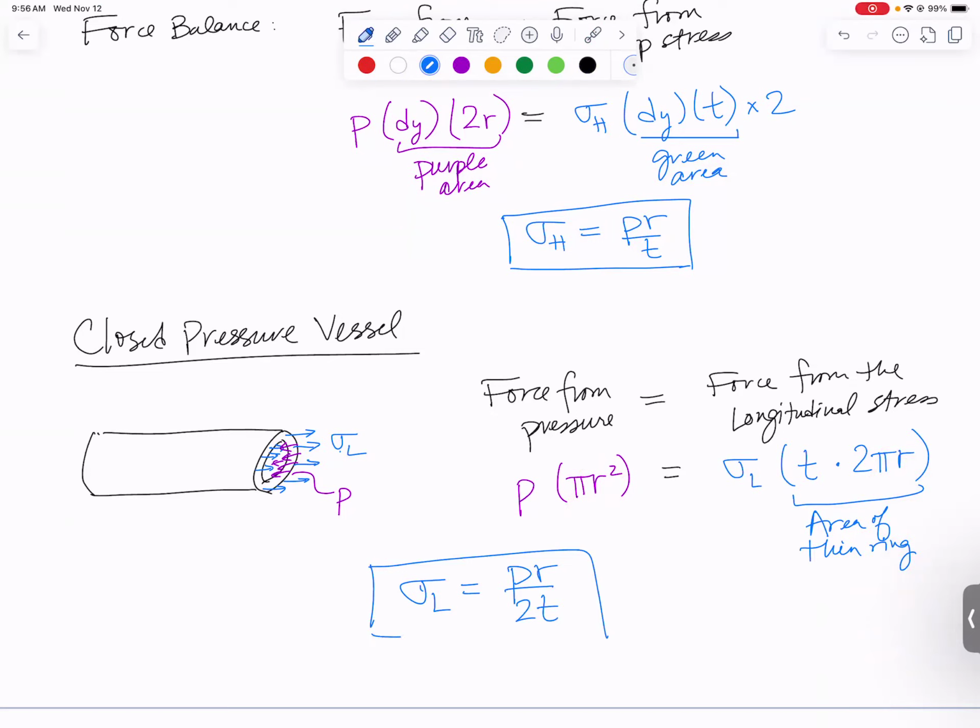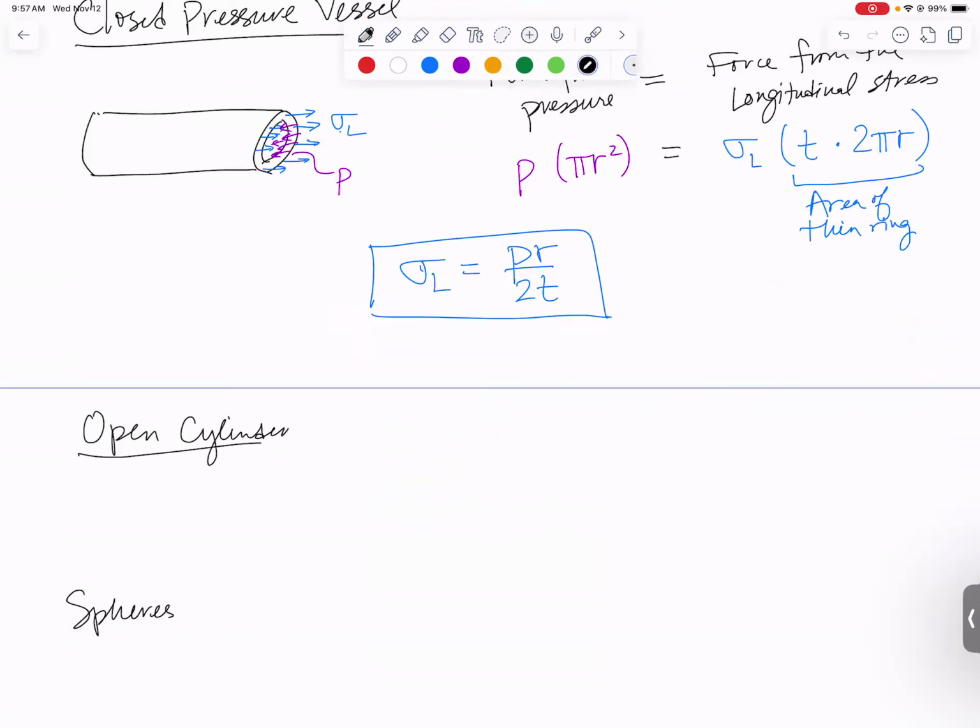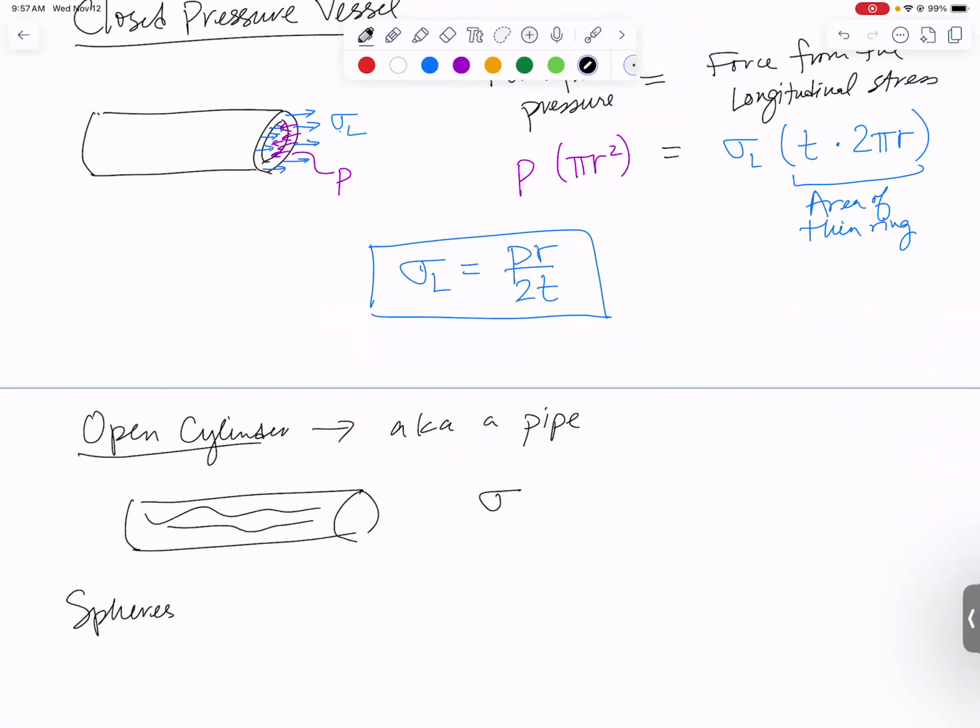So almost exactly the same as our other equation, except that this one has a 2 in the denominator and this one does not. An open cylinder is also known as a pipe, and in a pipe you've got liquid or gas flowing through it, so we are going to assume that our longitudinal stress is equal to 0. So that's our next equation. If the pipe is open, the longitudinal stress is 0.